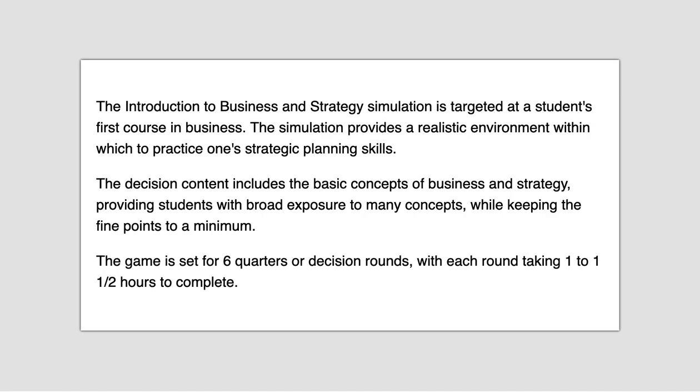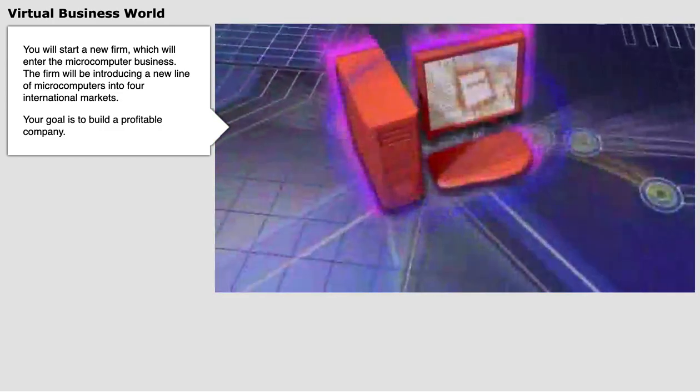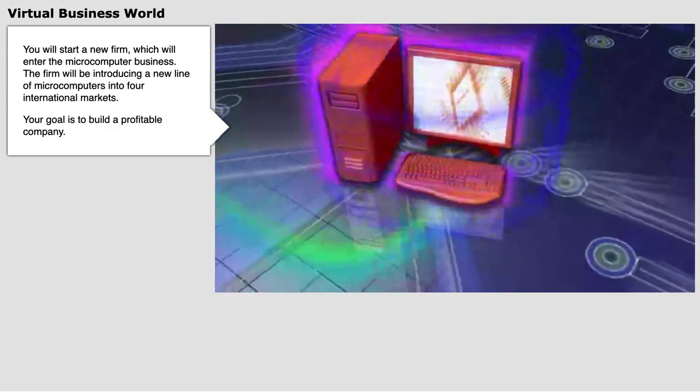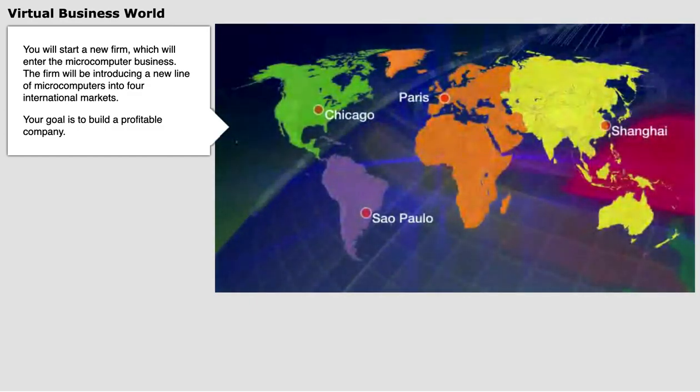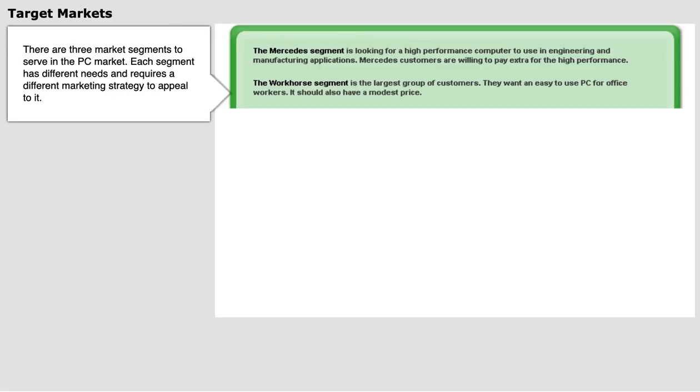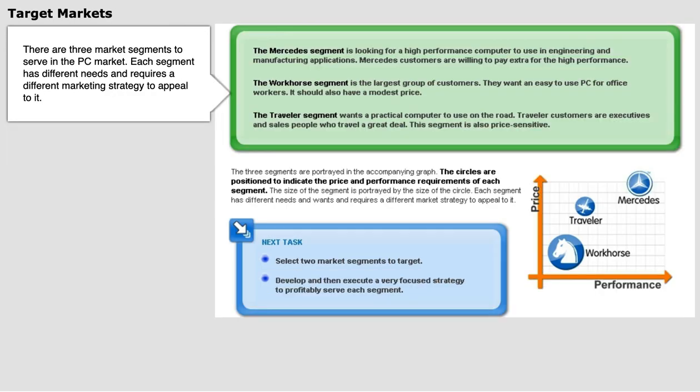The game is set for 6 quarters or decision rounds, with each round taking 1 to 1.5 hours to complete. You will start a new firm, which will enter the microcomputer business. The firm will be introducing a new line of microcomputers into 4 international markets. Your goal is to build a profitable company. There are 3 market segments to serve in the PC market. Each segment has different needs and requires a different marketing strategy to appeal to it.